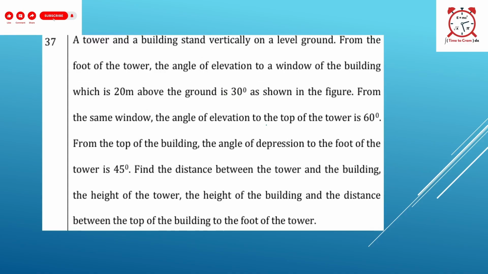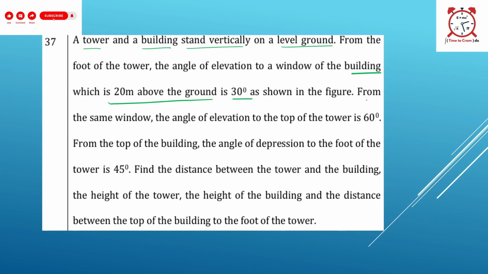This is from distance and height. It is a very important, long question. We have to understand the question properly. A tower and a building stand vertically on level ground. From the foot of the tower, the angle of elevation to a window of the building, which is 20 meters above the ground, is 30 degrees, as shown in the figure. We will see the figure, then we will understand everything.